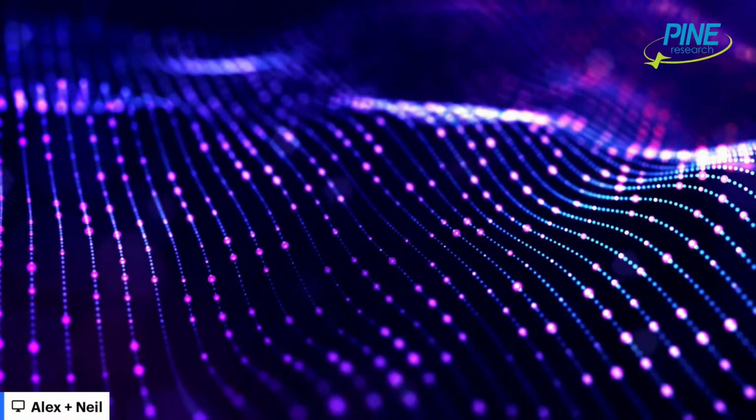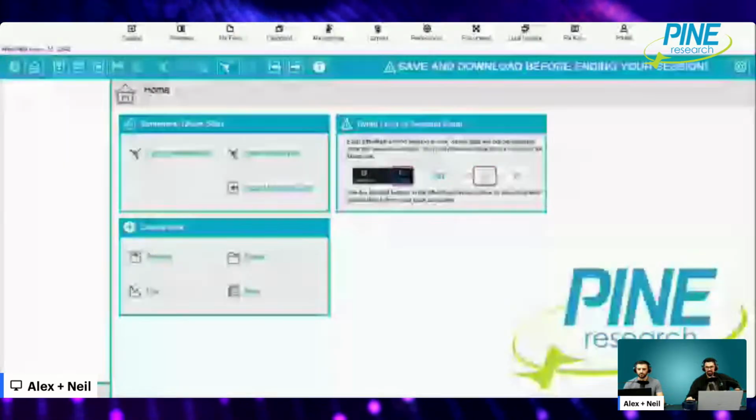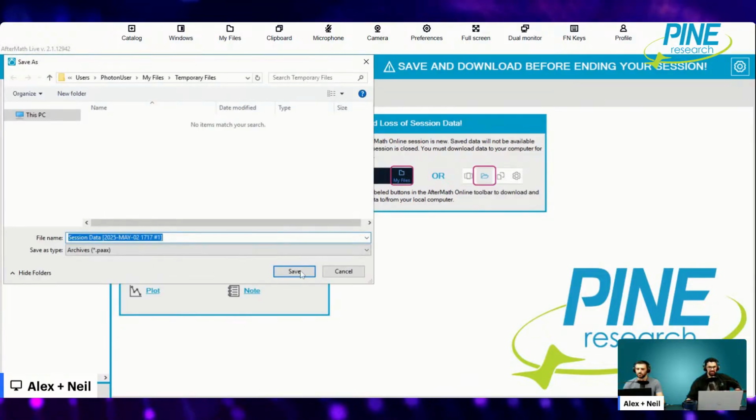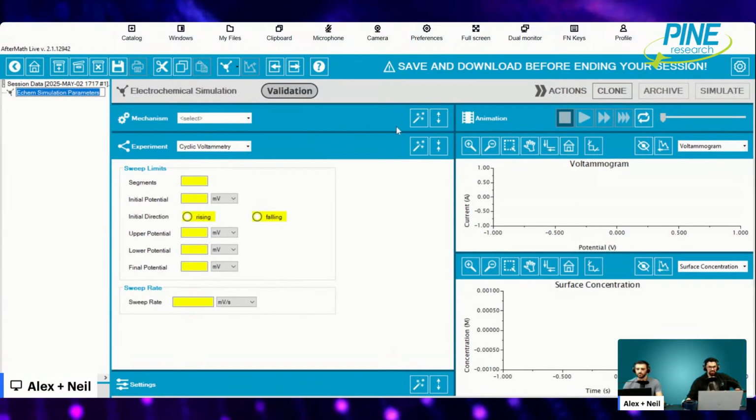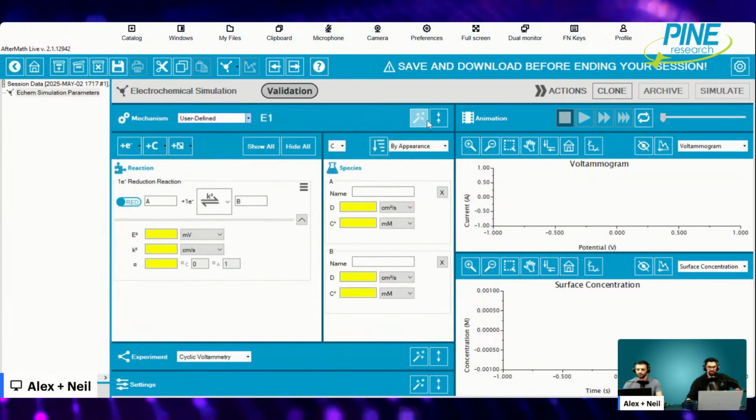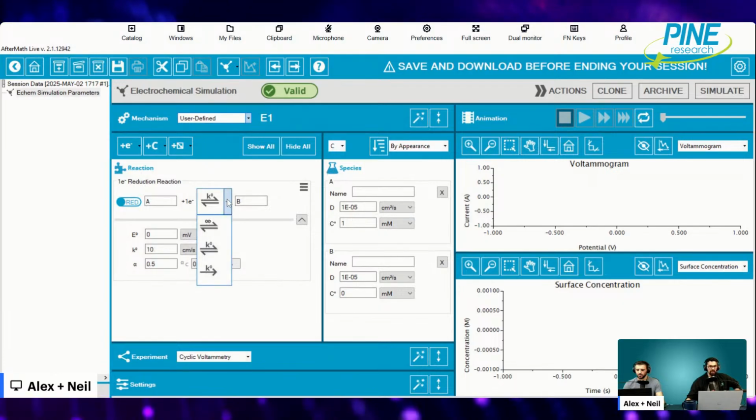To demonstrate this, or to walk through it, I'm going to share my screen. You've probably seen us talk about this many times. This is Aftermath Live, our simulation software. So I'll actually be simulating cyclic voltammograms under those conditions, just very quickly. I'm going to start with a very simple 1 electron transfer reaction. In this case, what I want you to focus on is this middle part here. This is really the difference between a reversible, irreversible, and quasi-reversible reaction.